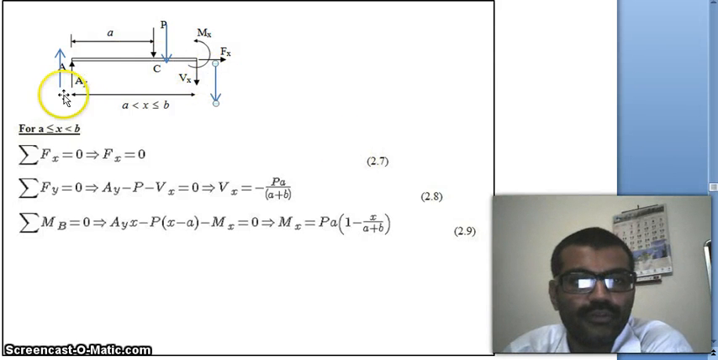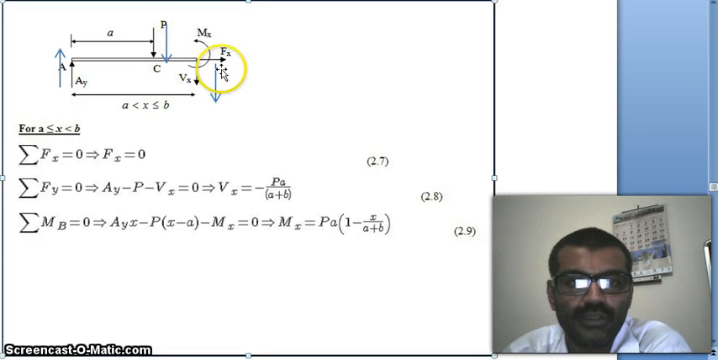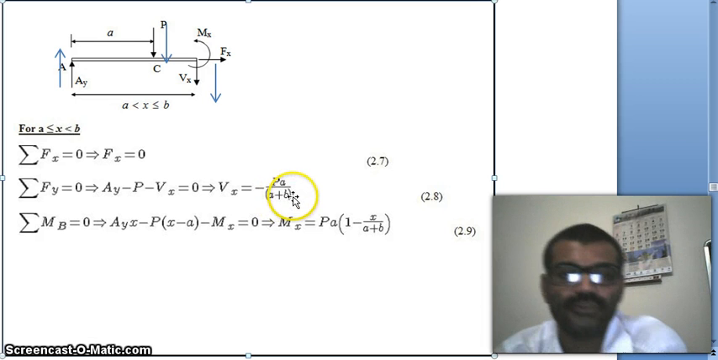So see here, we have Ay in the upward direction, whereas P and Vx both are in the downward direction. So if you sum up, Ay is positive, P is going downward so it is negative, and Vx is again going downward so it is negative. So it means Vx is equal to P minus PA upon A plus B.